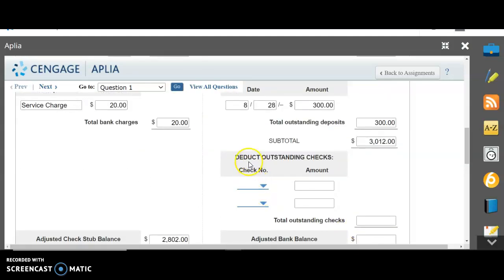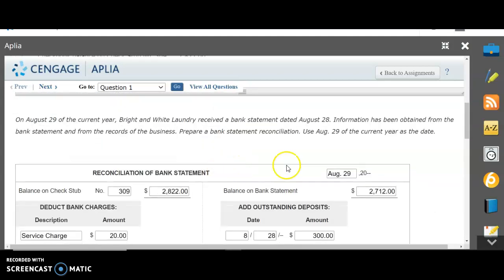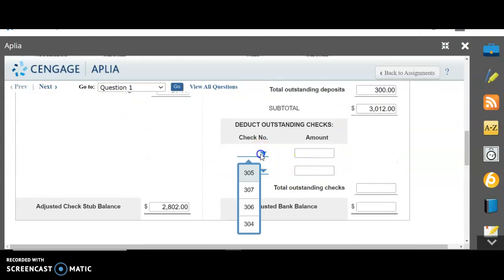Then it says deduct. Deduct means subtract our outstanding checks. So up here we have two outstanding checks listed, 306 and 308. That means we wrote a check to somebody and they haven't cashed it yet, or it hasn't shown up on this bank statement yet. So we have two of them that we have to list. So we have a drop-down menu here. The first one was number 306, and the amount was $140. And the second one that they gave us is 308. And the amount was $70.